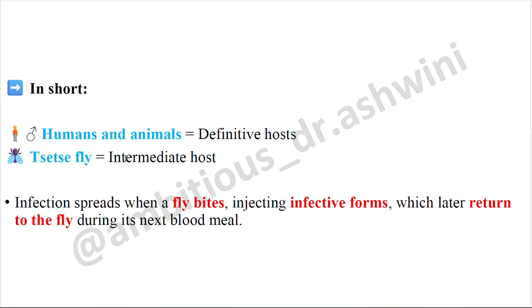In short, humans and animals are the definitive host. Tsetse fly is the intermediate host. Infection spreads when a fly bites, injecting infective forms which later return to the fly during its next blood meal.